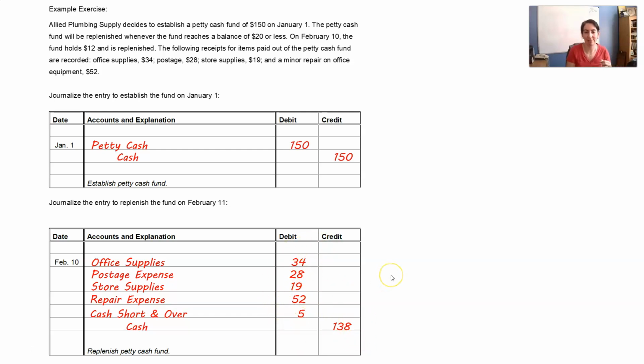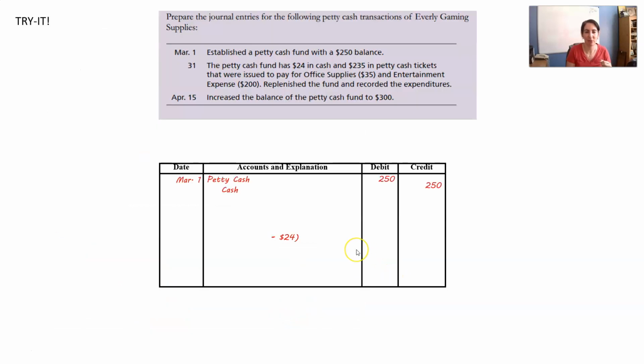That's it. All right. So here, I'll give you one to do on your own. Sorry, all over the place. Do this on your own, and I will pull up the solution here. Pause it. Okay. And the same idea. The difference between this one and the previous one you just did is the cash short and over winds up being a credit in this example. All right, and that's it. See you in chapter 8.